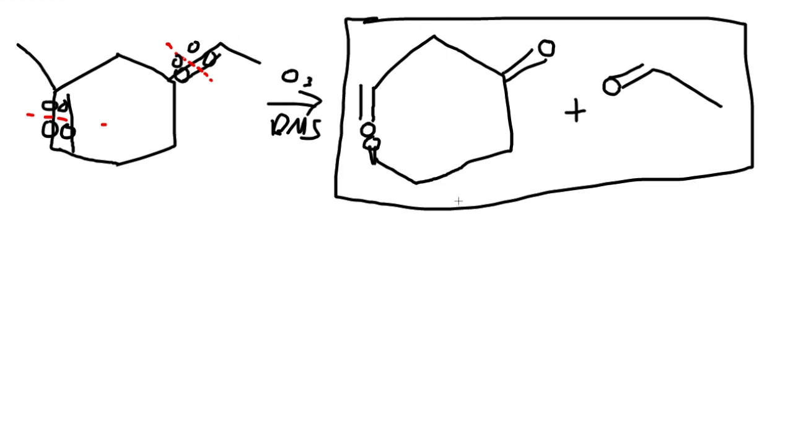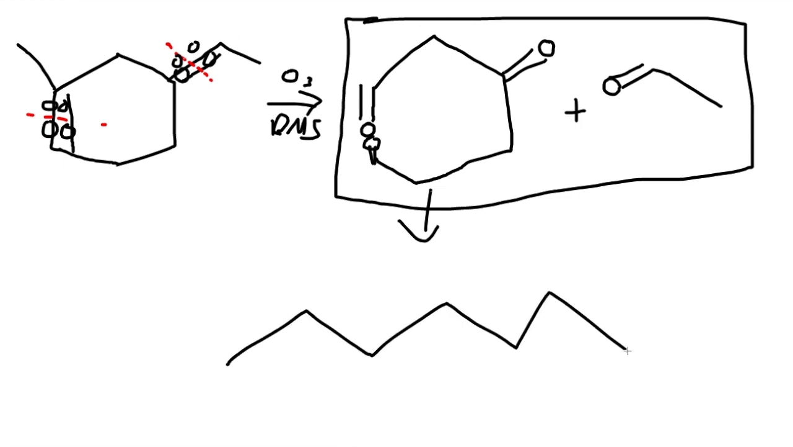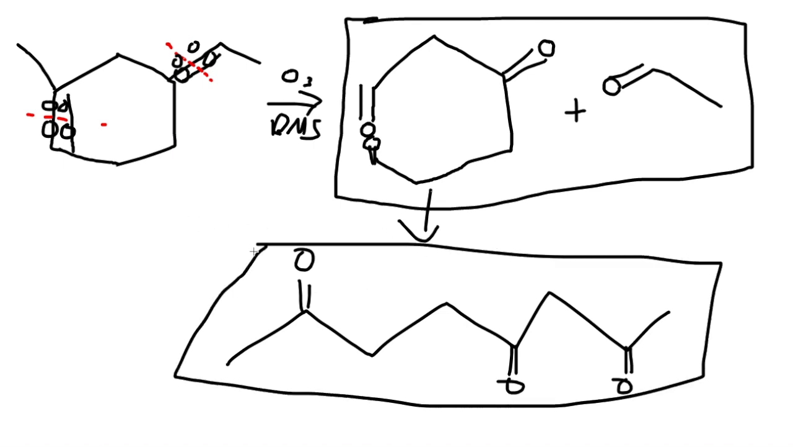Some teachers, some professors, would like this structure over here to be drawn more as a carbon chain. If we do that, we can just flip it and put it into a carbon chain. It would look something like this. So this would be final as well. These two are the same thing. And that's the structure of the molecule.